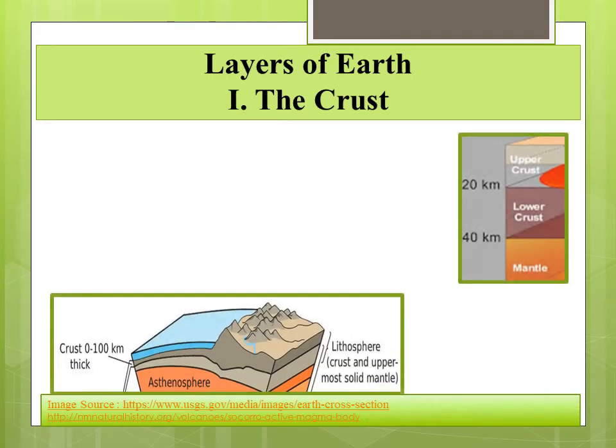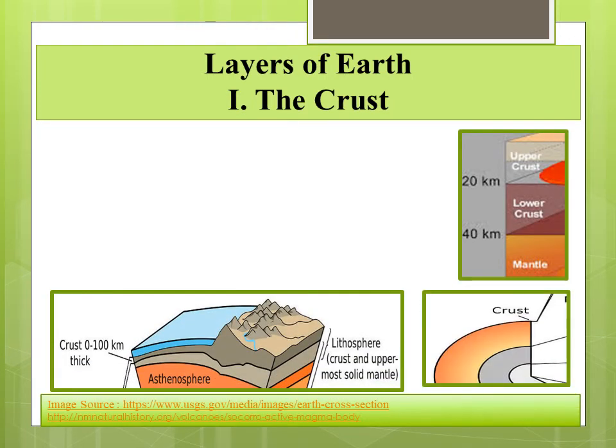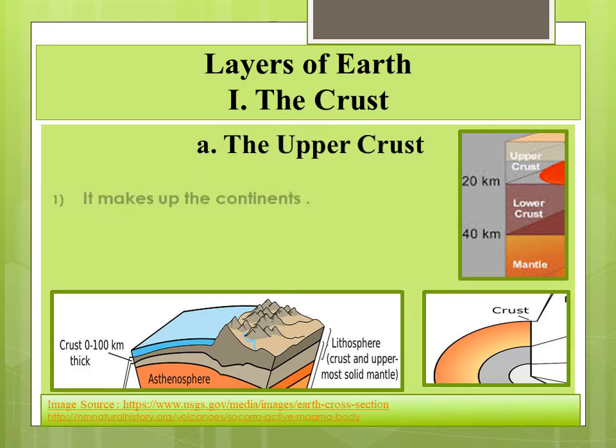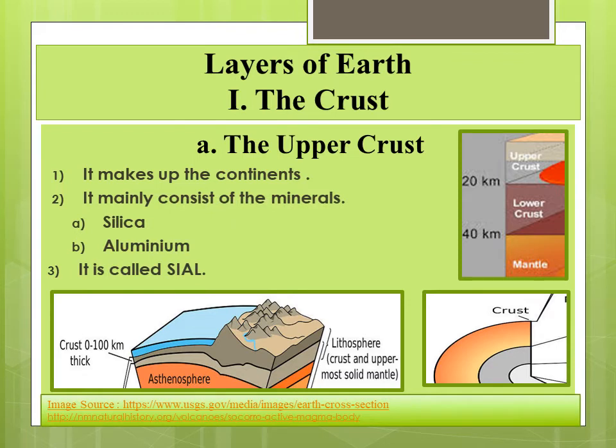Number 1, the upper crust. It makes up the continents. It mainly consists of the minerals like silica and aluminium. It is also called sial. Si refers to silica and Al refers to alumina.